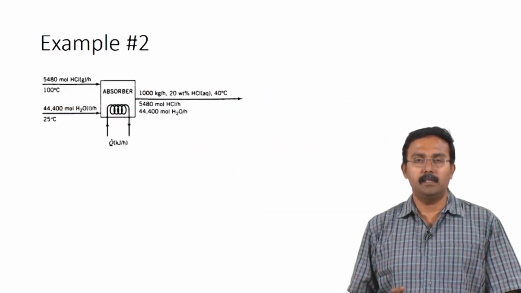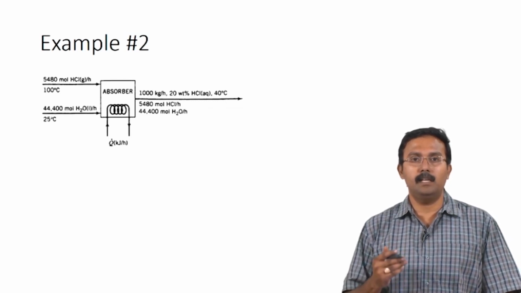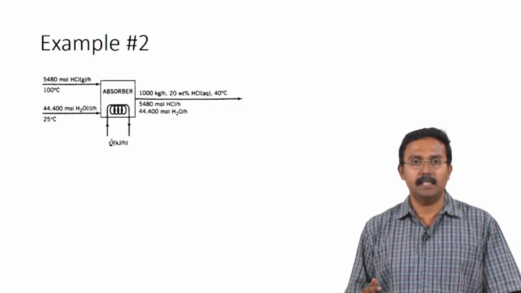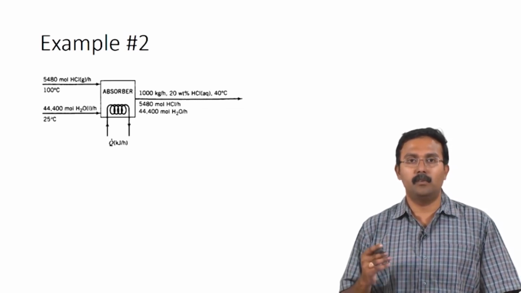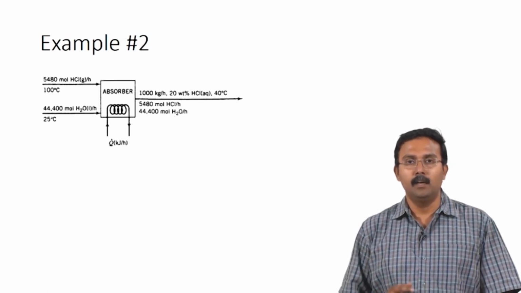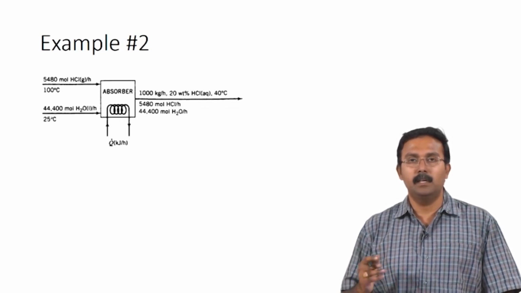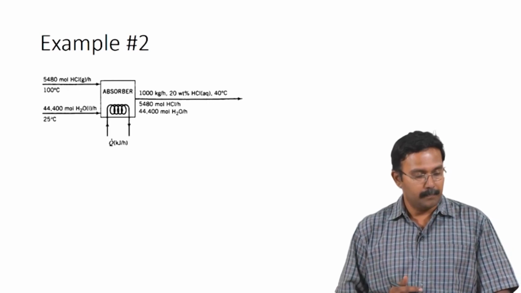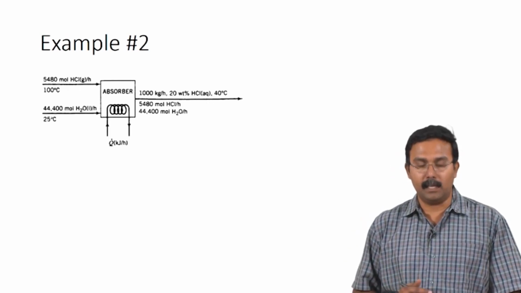Now that we have the system, we have drawn the flow chart. So, as you see, 5480 moles of HCl gas at 100 degrees Celsius and 44,400 moles of H2O liquid at 25 degrees Celsius are entering to finally form 1000 kilograms per hour of 20 weight percent HCl aqueous solution leaving at 40 degrees Celsius. Now, let us see how to perform the energy balance calculations.